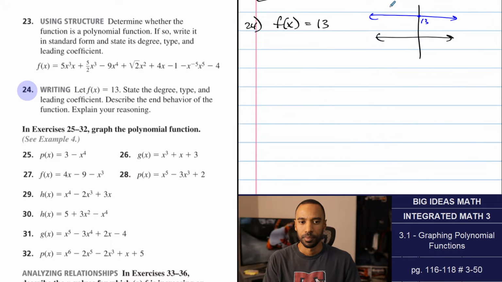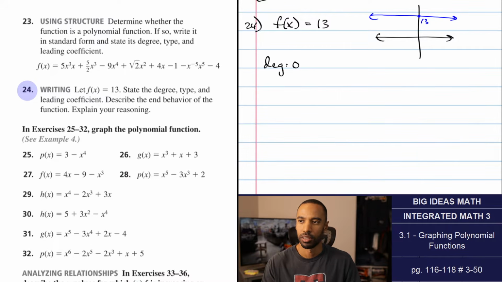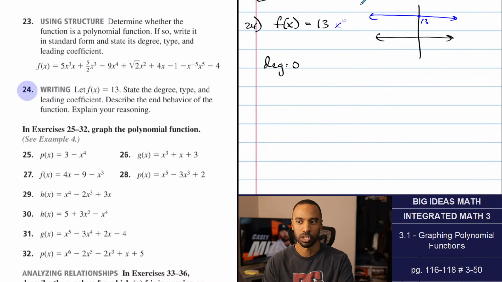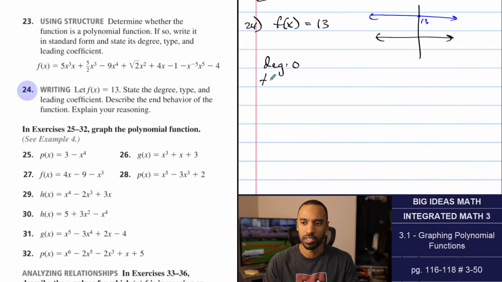Now, the degree is 0. You have to keep in mind, 13 is 13x to the 0 power. I don't know if they were stating that out loud at any time before, and this is their way of testing you with it now. I've been stating it over and over. It's degree 0. Oh, they did state that once, right, in the very beginning. Type, it's a constant function. That's what it's known as.